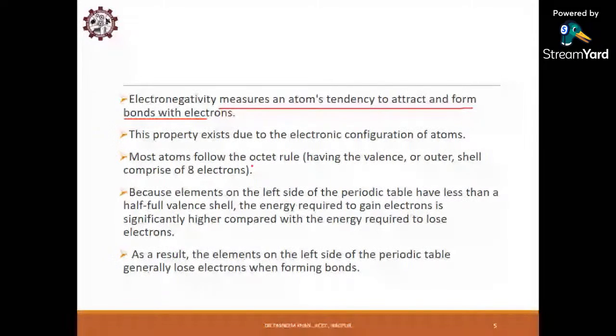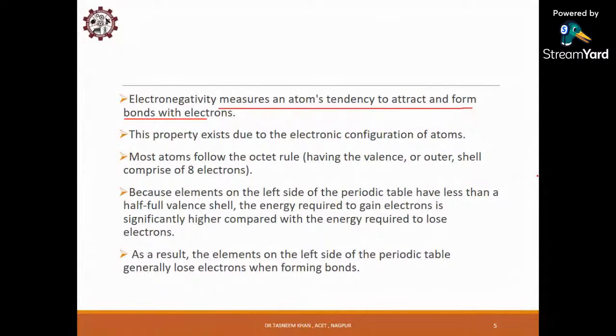And there are only two atoms that follow the duplet rule, that is hydrogen and helium. So in the octet rule, the valence shell basically has 8 electrons in it. The elements on the left side of the periodic table have less than a half full valence shell, so the energy required to gain an electron is significantly higher as compared with the energy required to lose an electron.